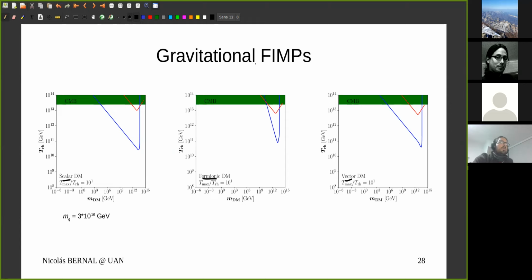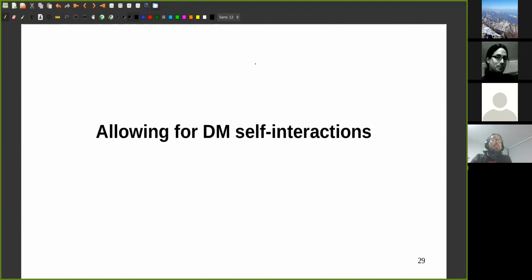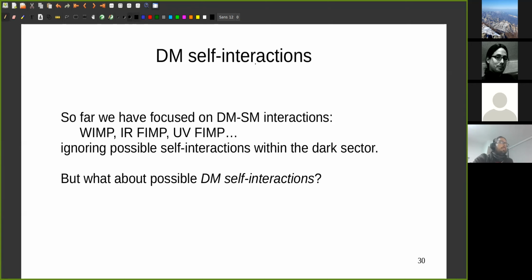go into a slightly different topic, which is that now we will allow for dark matter self-interaction, because until now we have implicitly assumed that dark matter has no sizable self-interaction. So dark matter is not interacting with itself. We're assuming that once produced, dark matter has no interaction with itself whatsoever. So the question here is, what happens if we allow dark matter to self-interact?